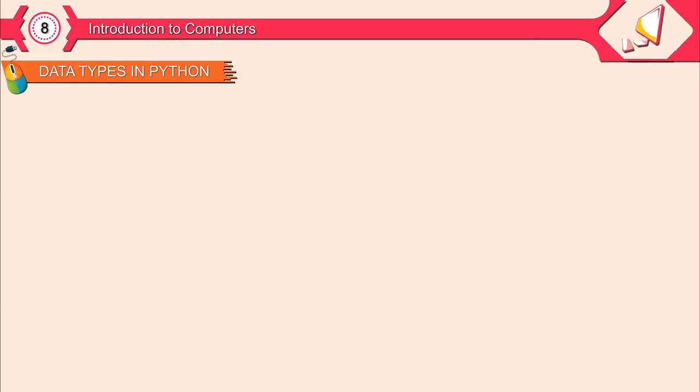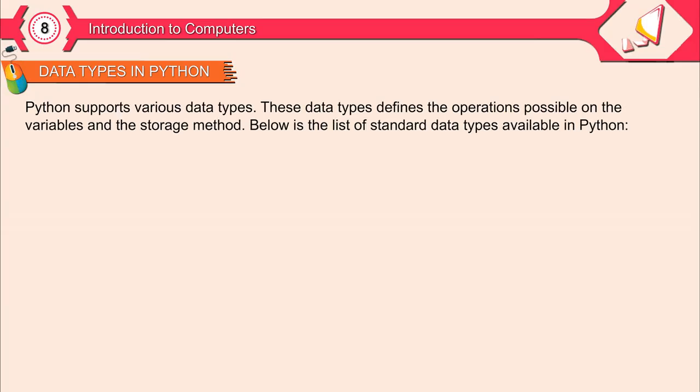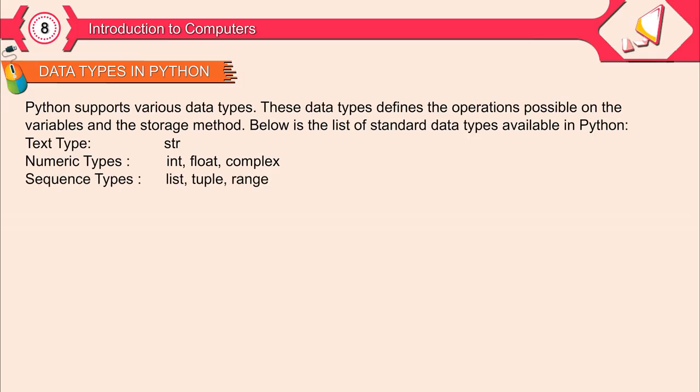Data types in Python. Python supports various data types. These data types define the operations possible on the variables and the storage method. Below is the list of standard data types available in Python. Text type: str. Numeric types: int, float, complex. Sequence types: list, tuple, range. Mapping type: dict. Set types: set, frozenset.